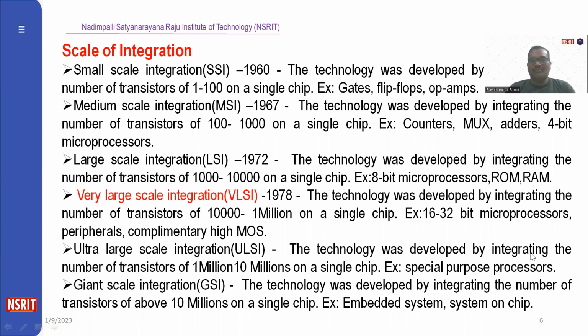ULSI: the technology was developed by integrating 1 million to 10 million transistors on a single chip. Examples are special purpose processors. Giant scale integration: the technology was developed by integrating above 10 million transistors on a single chip. Examples are embedded systems on chip.